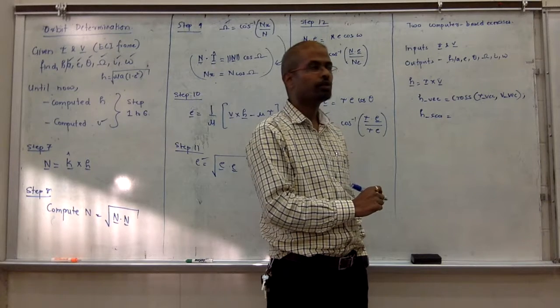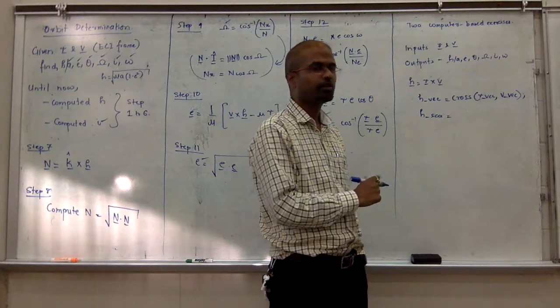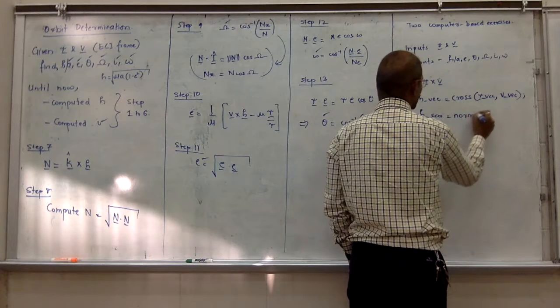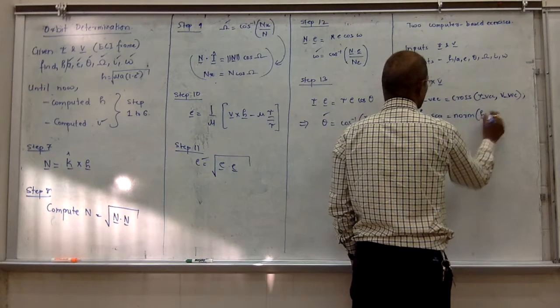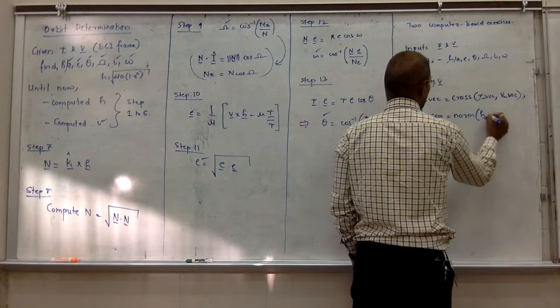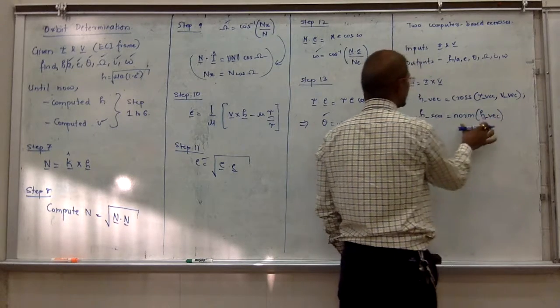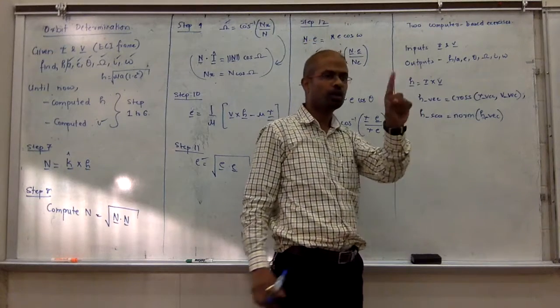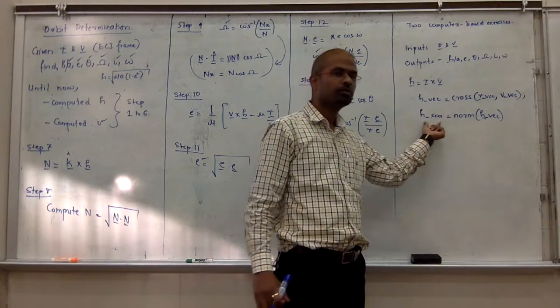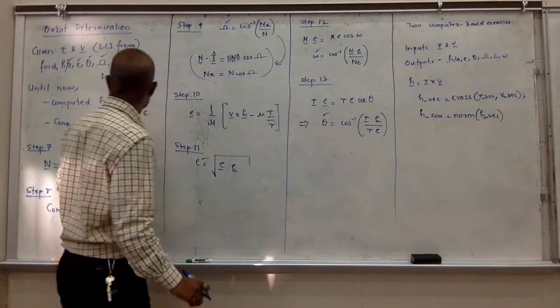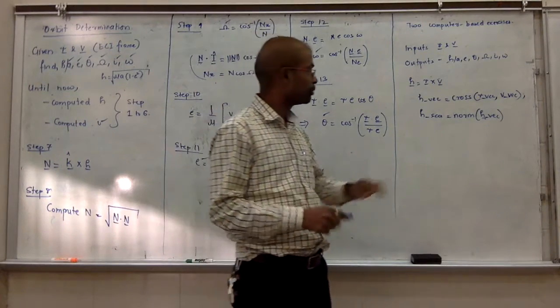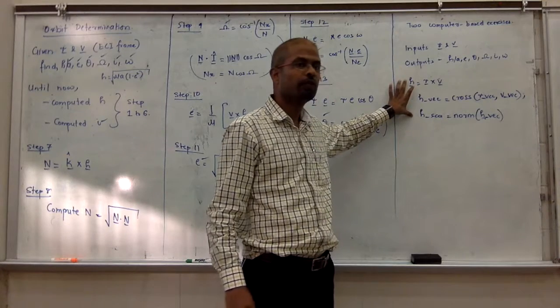You can either use square root or there is a command as well. You just use norm H underscore vec. This will give you just this H underscore scalar will have just one number, which is the magnitude. You see how simple it is to find one element.